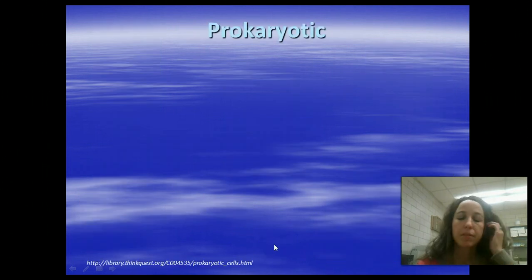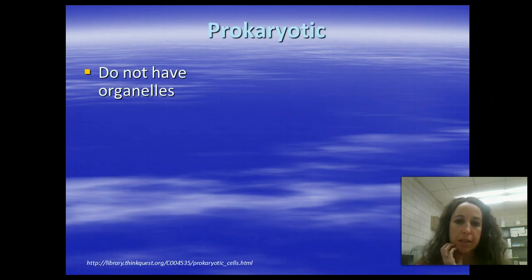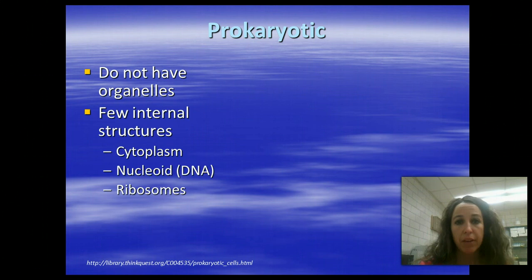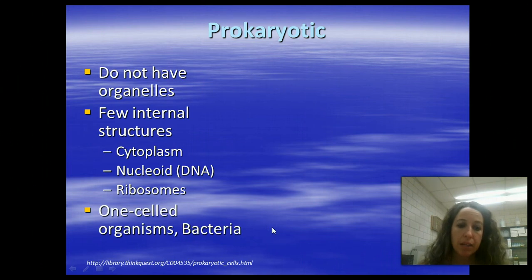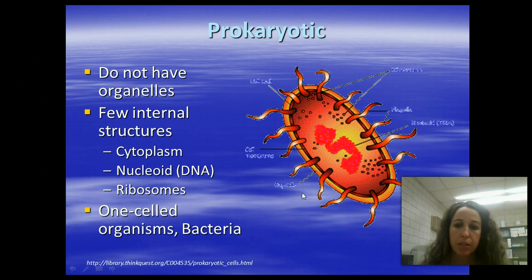Okay, so let's talk about the differences between prokaryotic and eukaryotic cells. Prokaryotic cells do not have any organelles, which are the little units inside of a cell. They have very few internal structures. They have cytoplasm, they have the nucleoid region, which is where their DNA is located. It's not a nucleus, it's just a region in the cell that has the DNA, and they have ribosomes. They are all one-celled organisms, and they're bacteria. So here's what one would look like. You might want to sketch that little diagram. They're very, very simple. These are flagella, we'll talk about in a second.